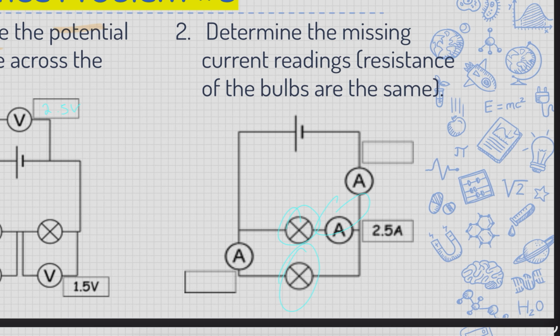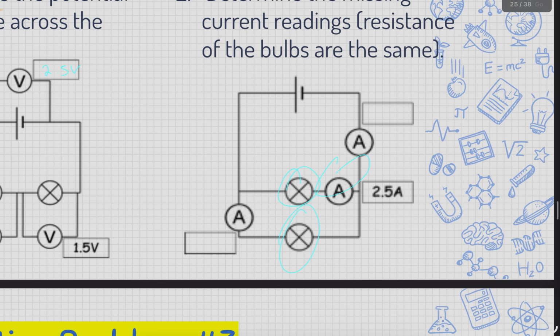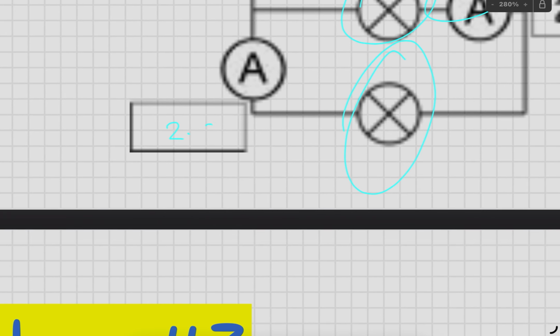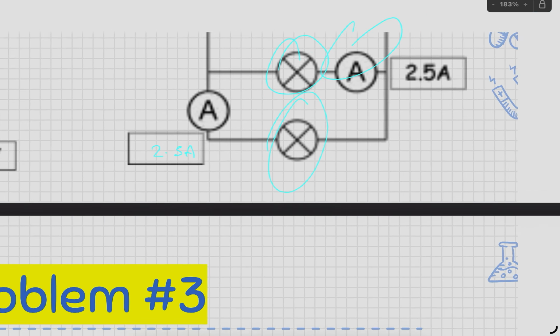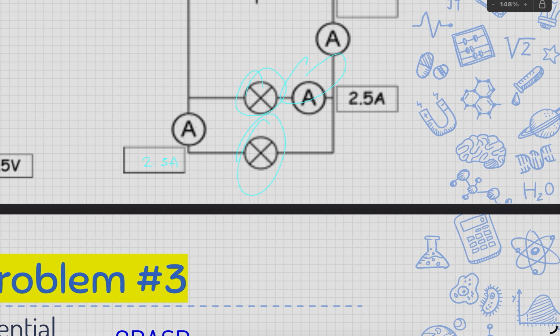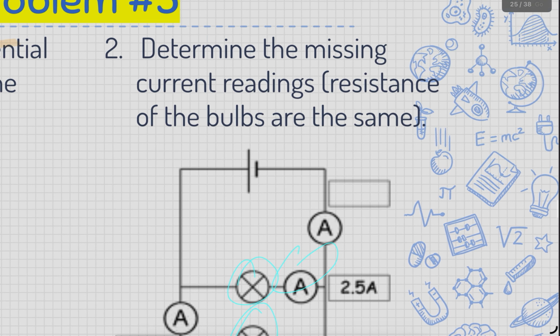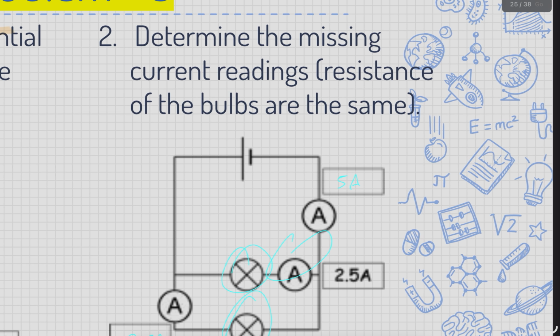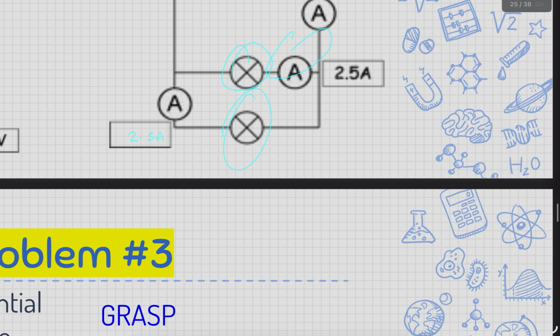So, let me think. This is probably also 2.5 amperes, because V and R are the same. From here, the total is going to be 5 amperes, because you add up the 2.5 and 2.5. So that's 5 amperes, and this is 2.5 amperes. That's pretty much it for that.